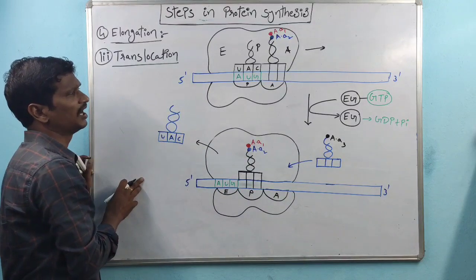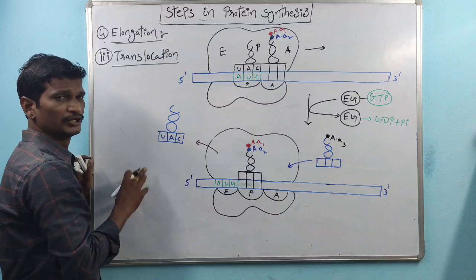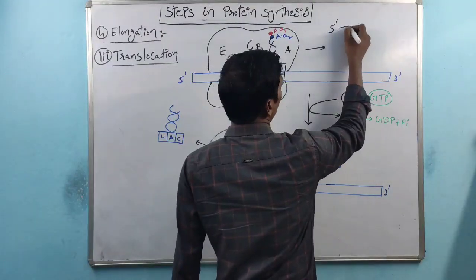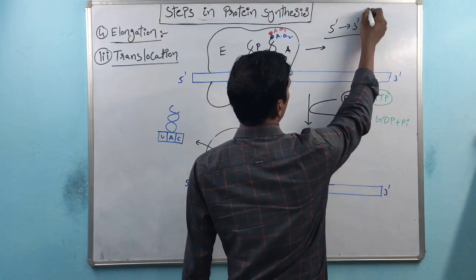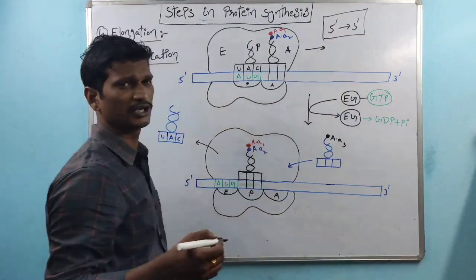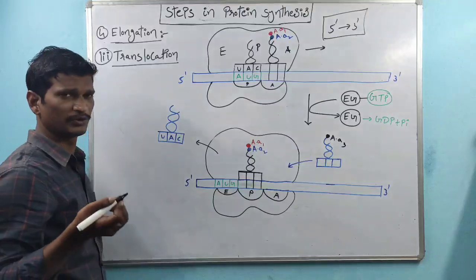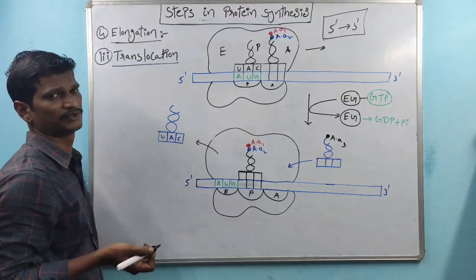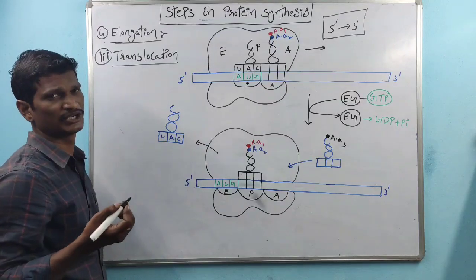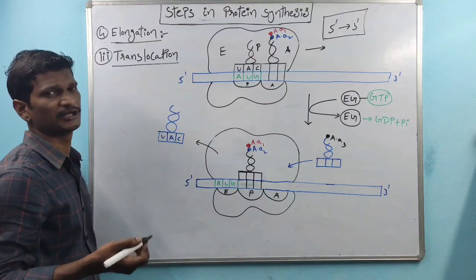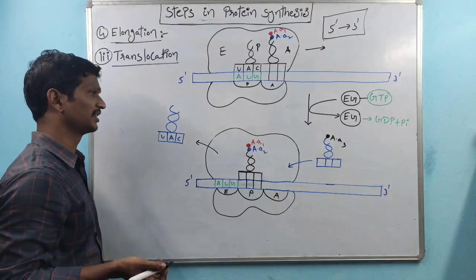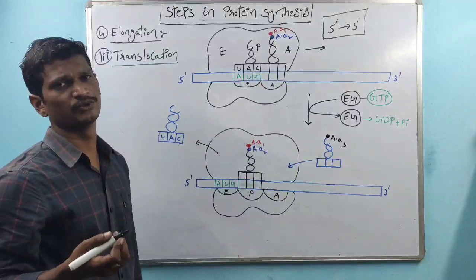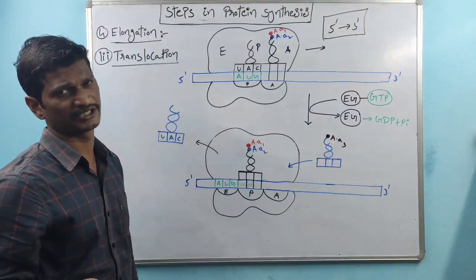Always ribosomes are moving during the protein synthesis process, in the 5' to 3' direction. This is also called translocation of ribosomes on mRNA. Right? See how the ribosomes are moving on the mRNA structure.